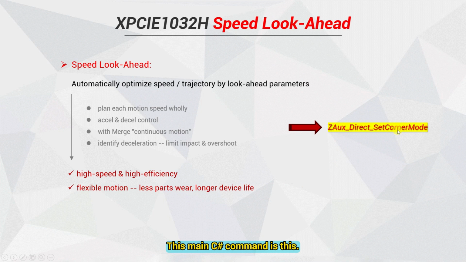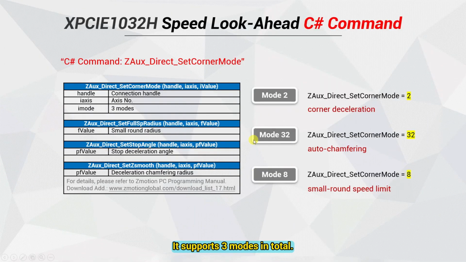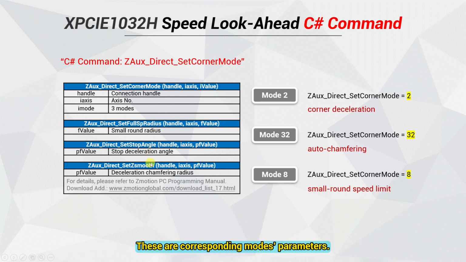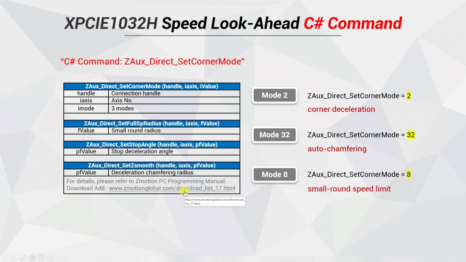This main C# command is this. It supports 3 modes in total. Mode 2, Mode 32, and Mode 8. They indicate corner deceleration, auto chamfering, and speed limit respectively. These are corresponding modes parameters. It will be shown and operated in following C# routine. For more details, please check Zmotion PC Programming Manual. You can download it from website.